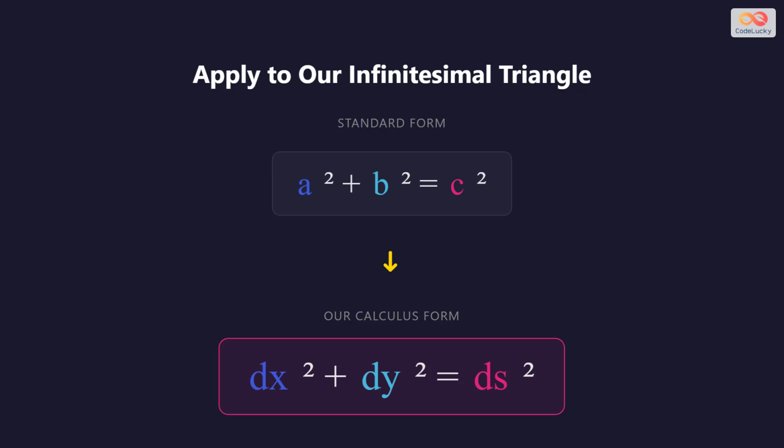We can directly apply this to our calculus triangle. We just swap the letters. Side a becomes dx, side b becomes dy, and the hypotenuse c becomes ds, so dx squared plus dy squared equals ds squared.